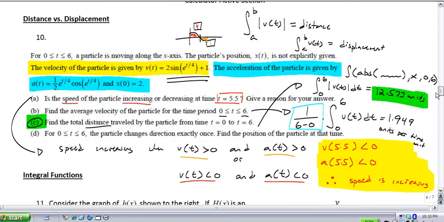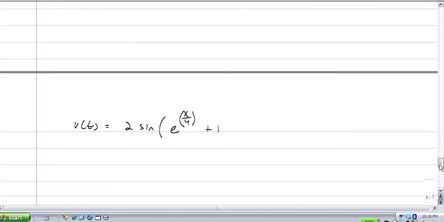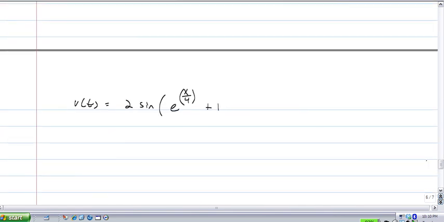Okay, the plus 1, it was 2 sine plus 1. Okay, 2 sine of that thing, and then plus 1. I'm just double checking that I typed the last one in. Okay, correct, we got it. So that's your velocity function.